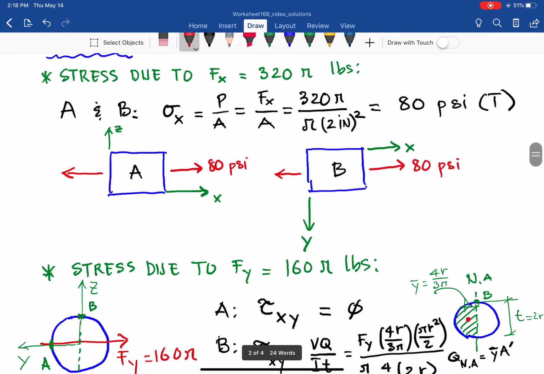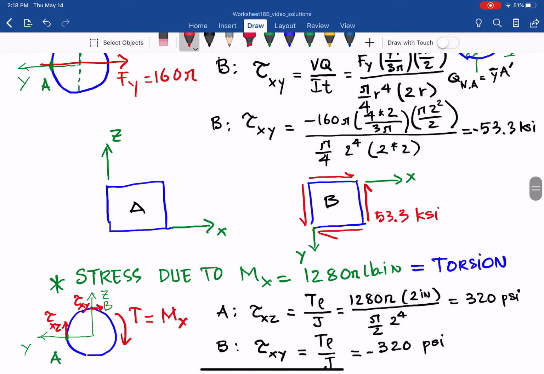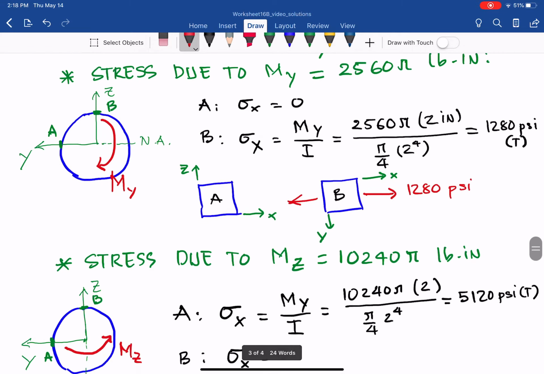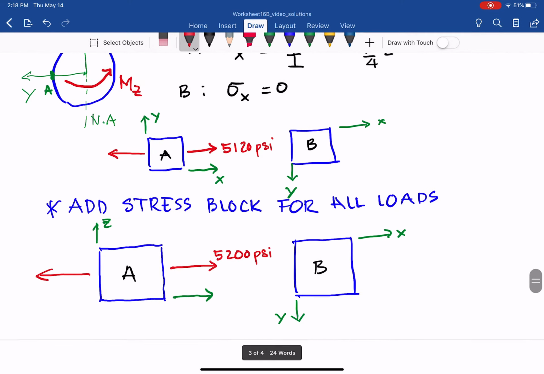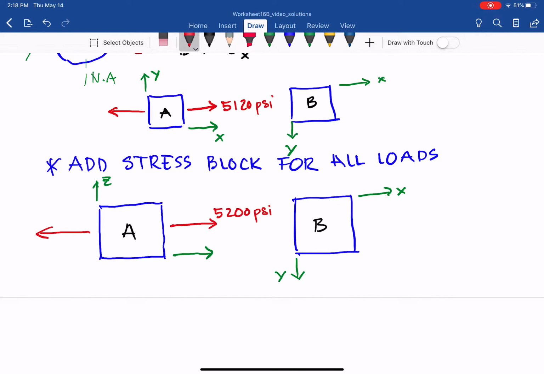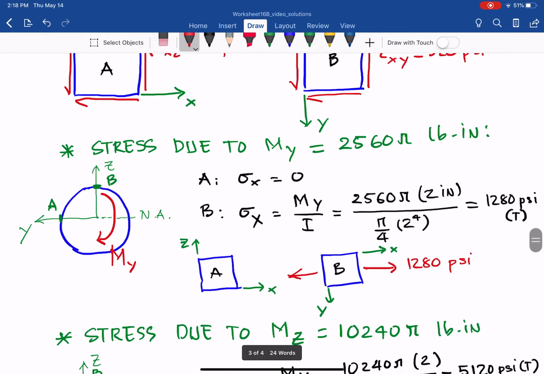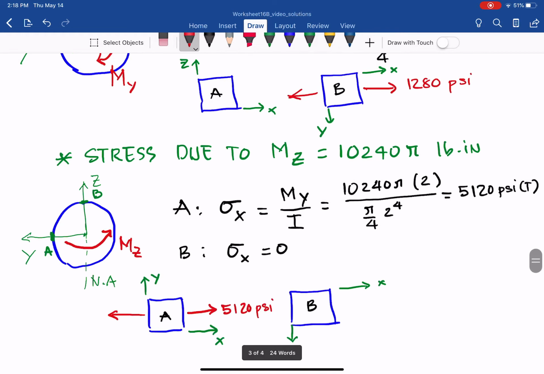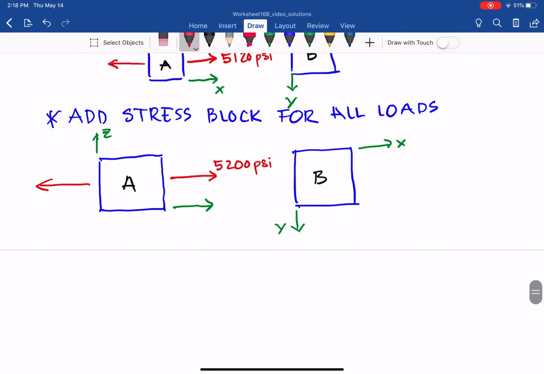And for A, in terms of the shear stress, tau xy, let's go. The first one, Fx, nothing. For block Y, look at block A, nothing. Tau xz, 320 psi. We already considered that normal stress, so it's 320 psi, and you can see it from here, and positive in the x-plane, so we can have that here. 320 psi, and that of course is going down. Just change the direction.